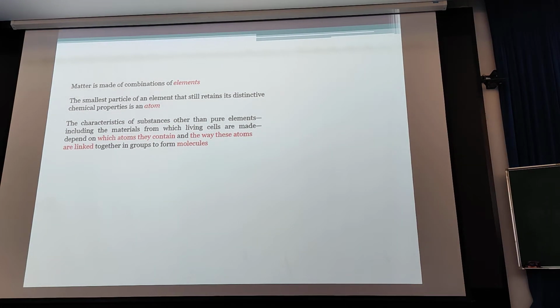All the matter in the world depends on which atoms they contain and the way these atoms link together into groups we call molecules. So to understand living organisms, it's important to know the chemical bonds, that is, how these atoms connect together and why molecules are formed. That's why we study the chemical bond in the first part.